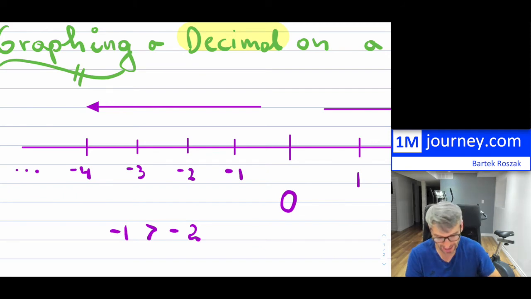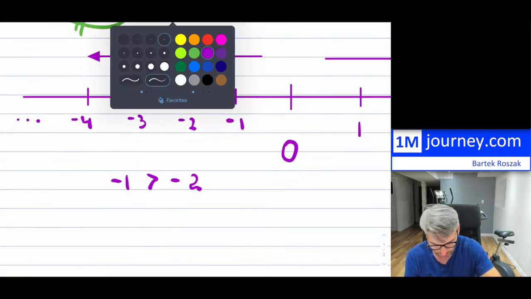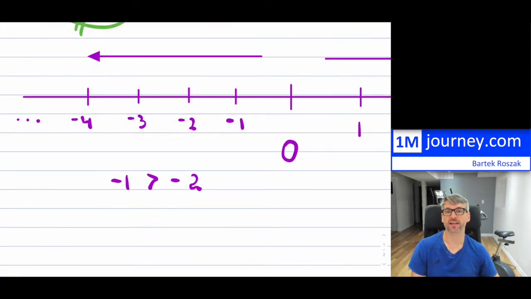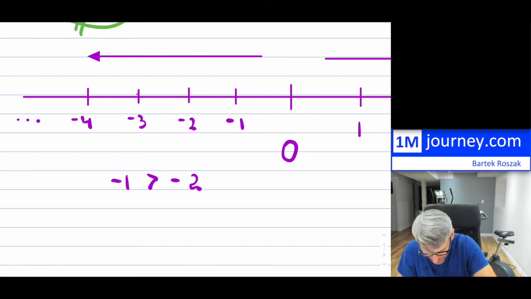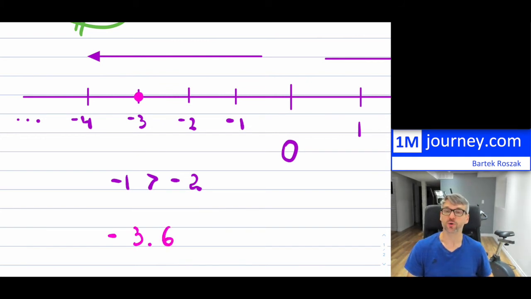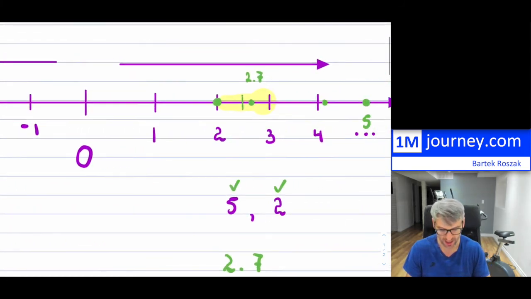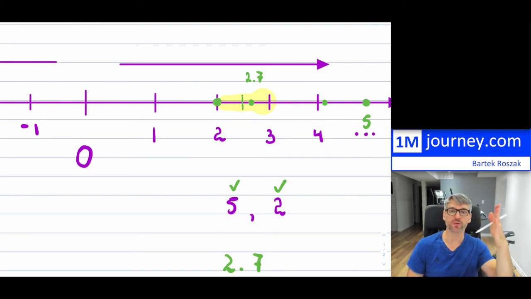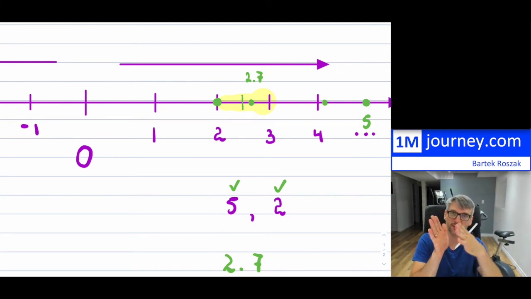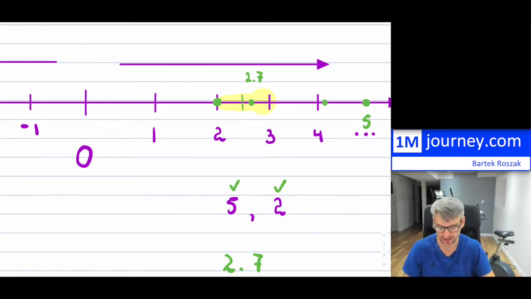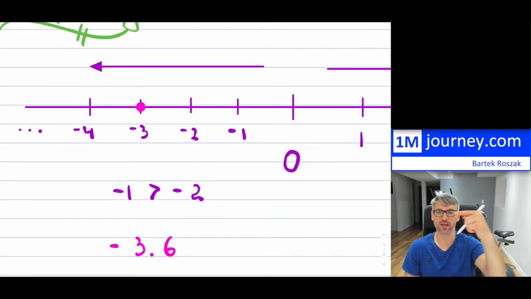Now, if you are going to be plotting these out, and they're just integers, like -3, then it's very simple to put them right on the spot. But what if it was -3.6? The way that you're going to be graphing, unlike the positive side, where between 2 and 3 you started at 2 and then it was 2.1, 2.2, and so on up to 3, in this case you're going from the right to the left.